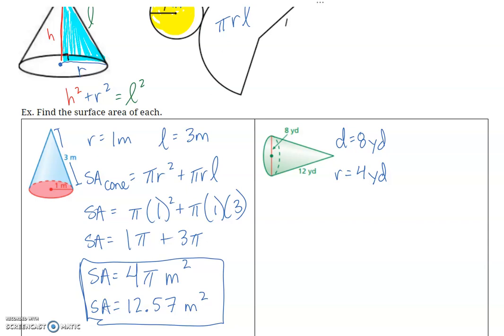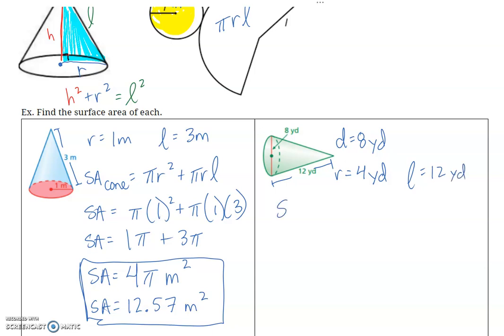Okay, so finishing this last one up, I have my radius is 4 yards. Remember, for surface area, you want the slant height. So if I'm looking at this problem here, is 12 the slant height? Yes, it is, because it's on the surface, it's on the outside. The regular height would cut through it. We don't like that for surface area. So my slant height is 12 yards.